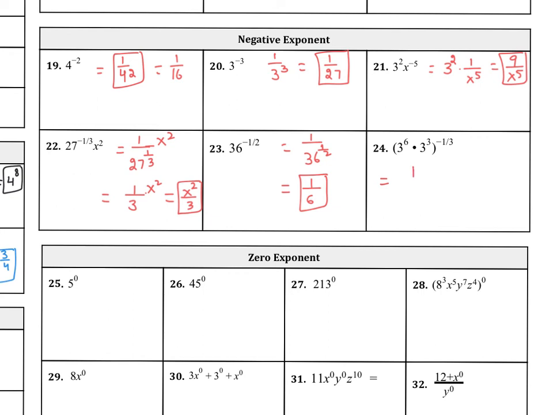You can make that a fraction, and that becomes 1 over 3 instead of negative. So when you distribute, it becomes 6 times 1 over 3 and 3 times 1 over 3. 3 cancel. What you're going to get here is 3 to the power 2 times 3 to the power 1, and that is 3 to the power 3. The answer is 1 over 27.